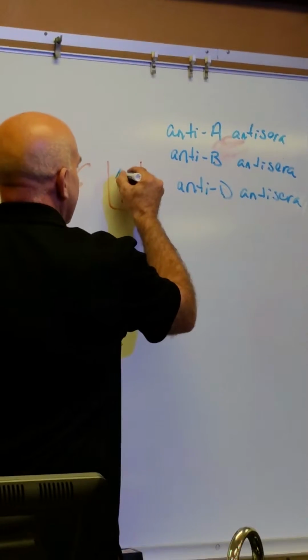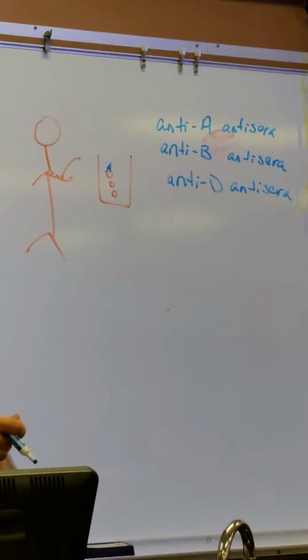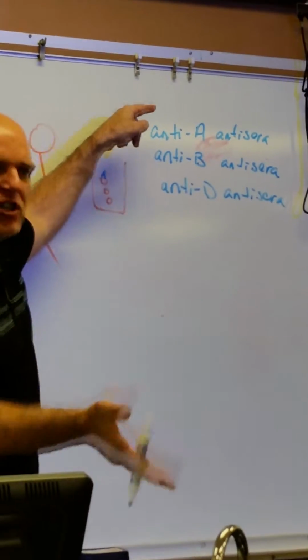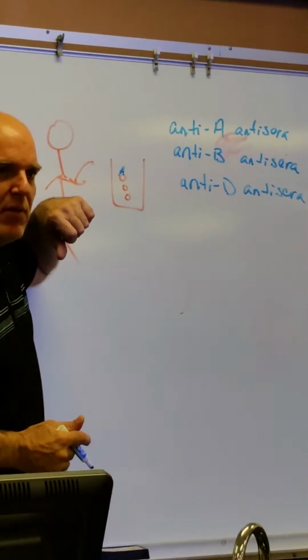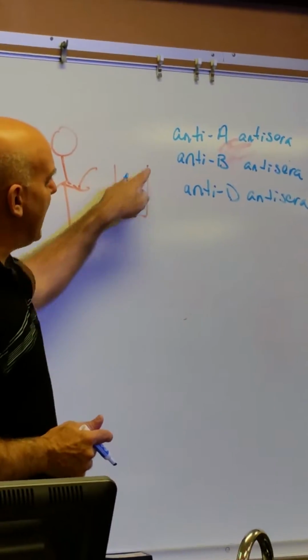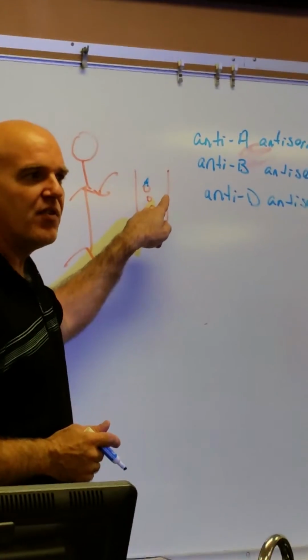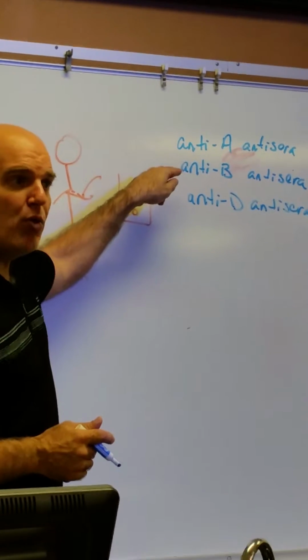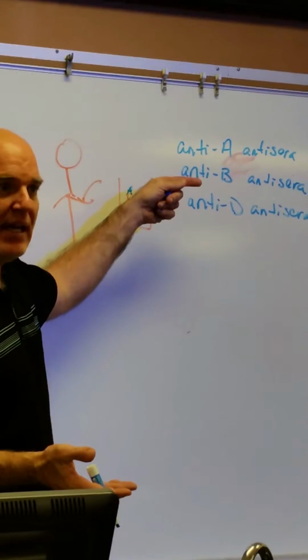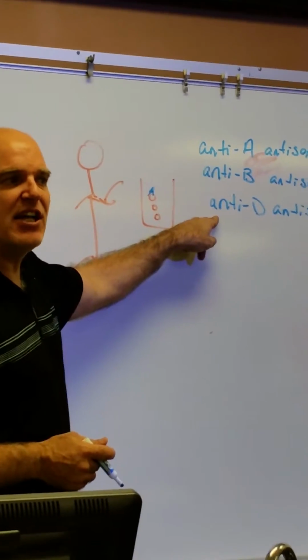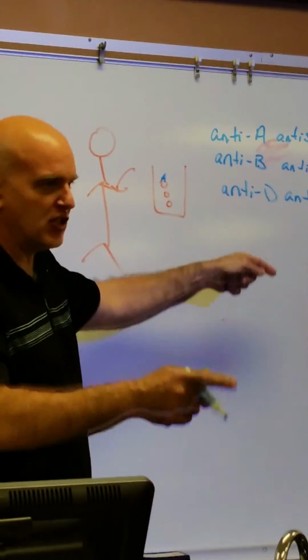So there must be an A sticking off his red blood cells, if they react to the anti-A. If they don't react to the anti-A, then he doesn't have A on his red blood cells. If the cells react to anti-B, then there must be B antigens on the red blood cells. If they react to both, then he has A and B antigens on the red blood cells. If he reacts to anti-D, he has the Rh, and if he doesn't, he doesn't have the Rh.